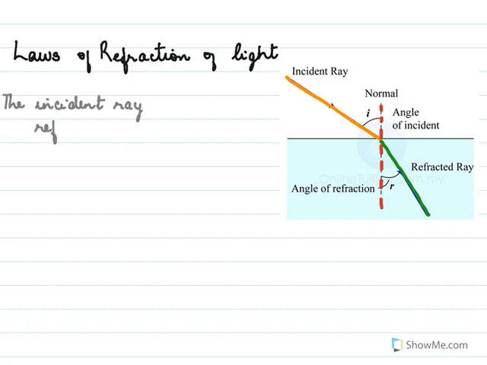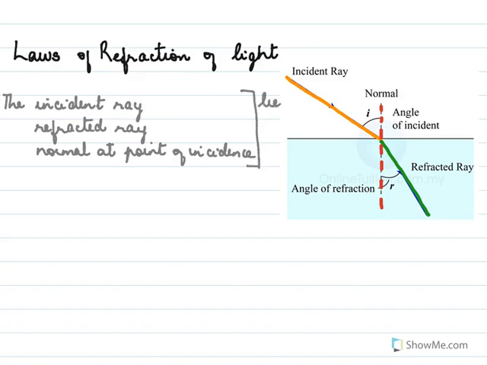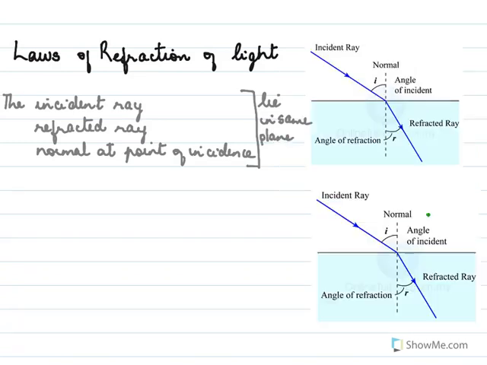Incident ray, then we have the refracted ray, and normal at point of incidence, all these three lie in the same plane. This is the first law. The next law gives us a relationship between angle of incidence and angle of refraction.